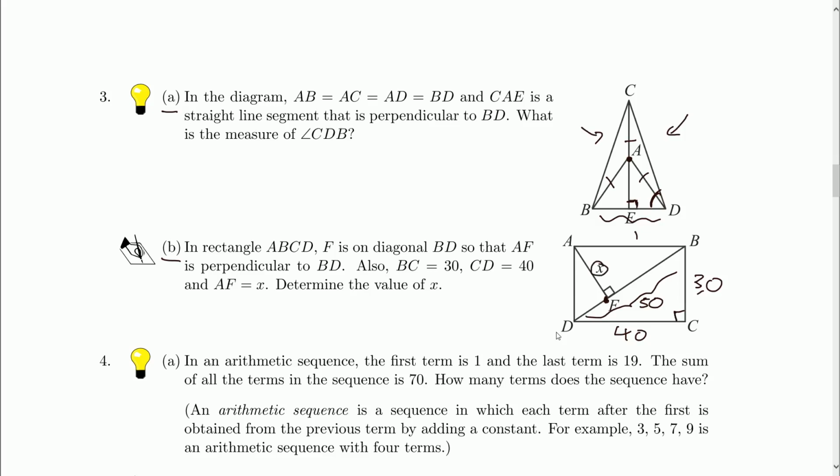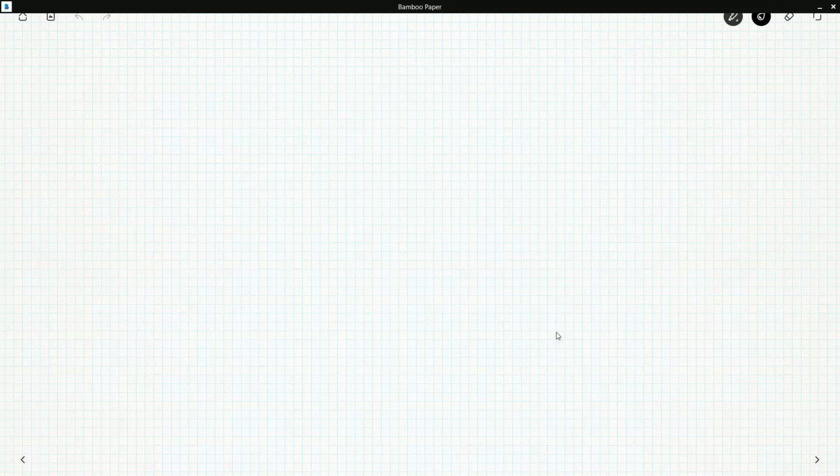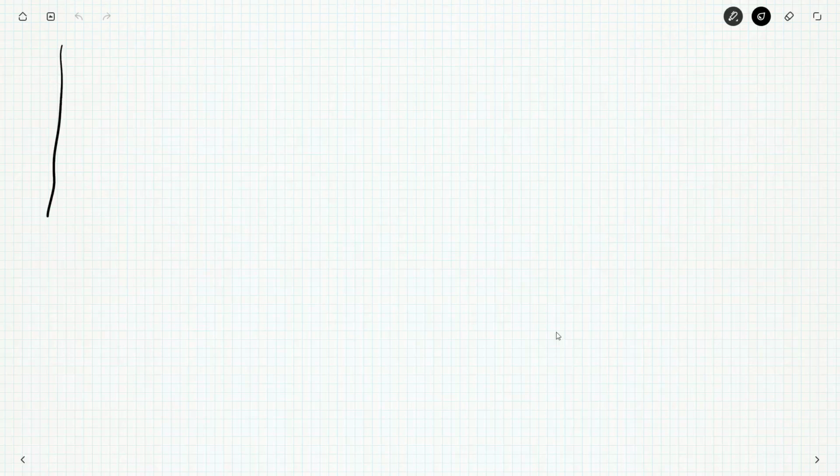Okay. So, I'm not seeing where that 50 is going to help me right now, but that doesn't mean it's not going to help me. Let's draw a picture here.